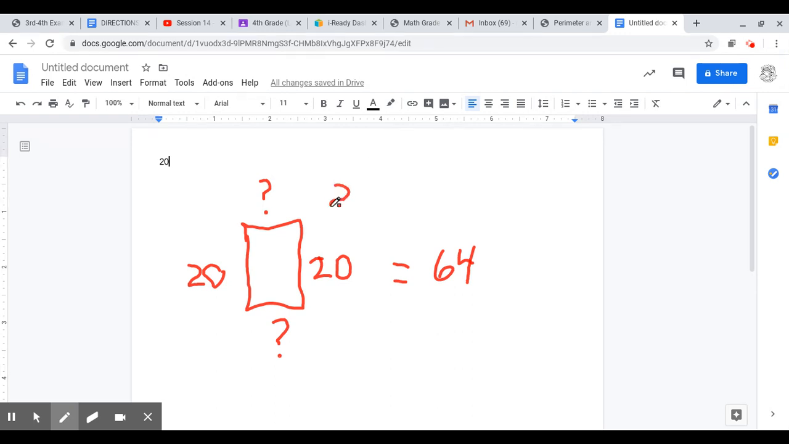So we have 20, right now we have 20 plus, sorry, this is bad, 20 that equals 40 plus blank plus blank has to equal 64, and these two blanks have to be the same number. Okay, we're working a little bit with algebra today.